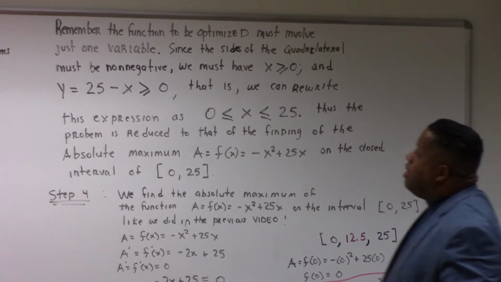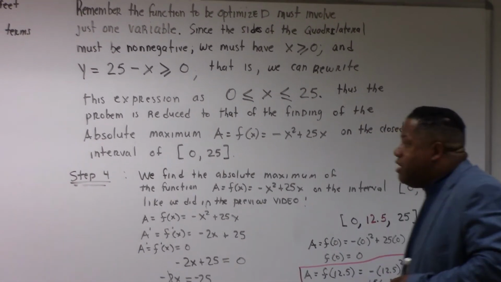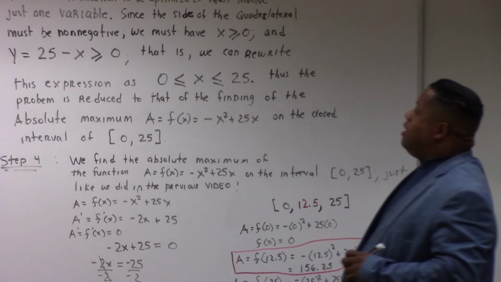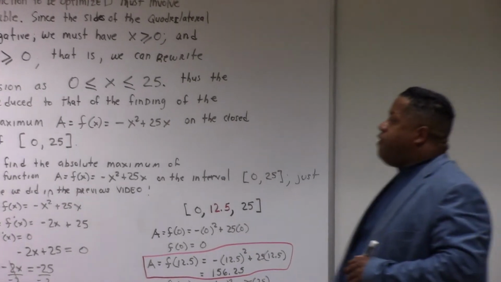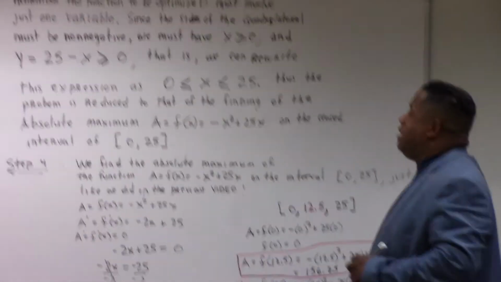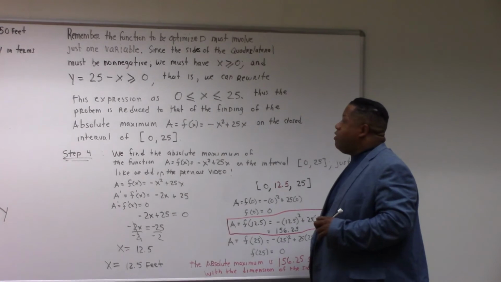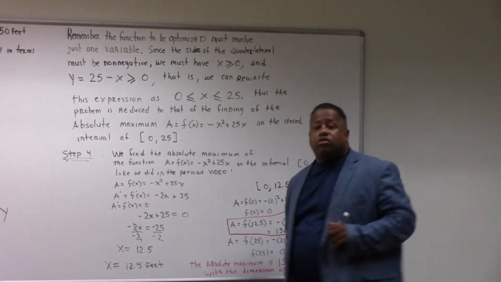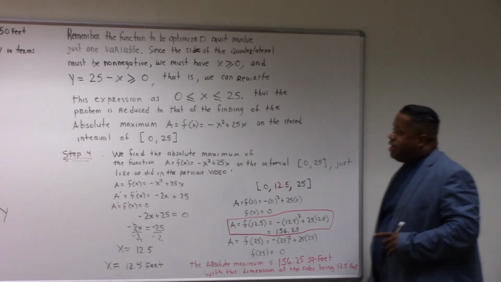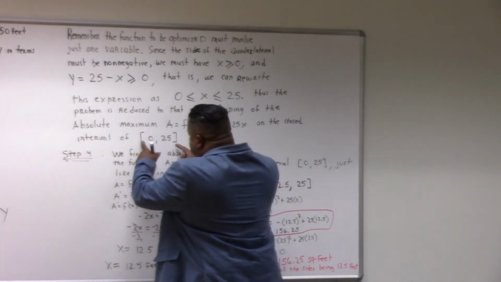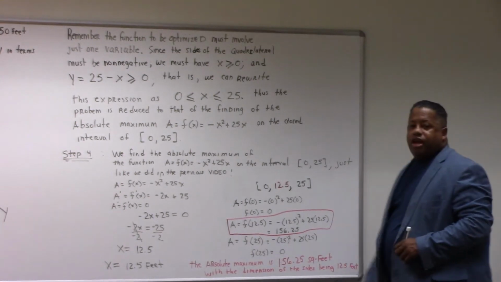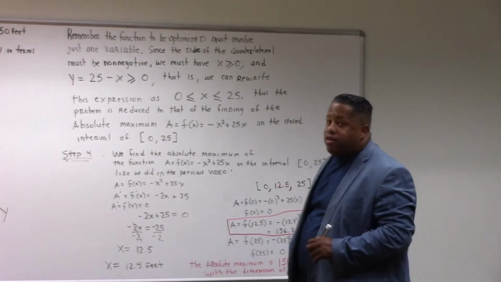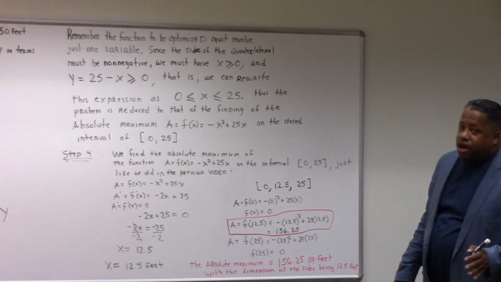So thus, the problem is reduced to finding the absolute maximum. Now we're looking at the absolute maximum. So area is going to equal the function negative x squared plus 25x on the what? Closed interval from what? 0 to 25. Again, this is inclusive because it has brackets around it. So we're going to use 0 and 25 when we calculate the absolute maximum of the area.